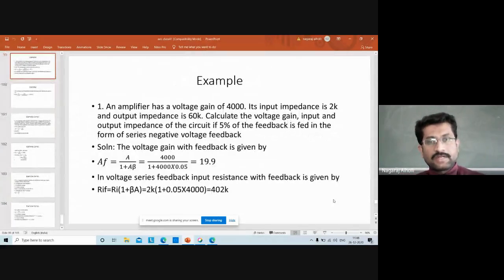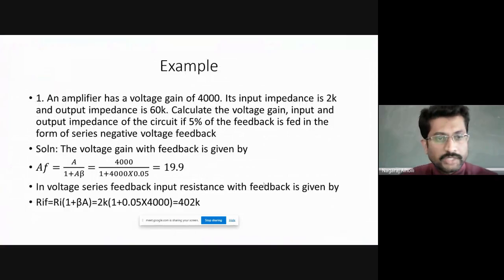Note down this example. An amplifier has a voltage gain of 4000. Its input impedance is 2K and output impedance is 60K. Calculate the voltage gain, input and output impedance of the circuit if 5% of the feedback is fed in the form of series negative voltage feedback. Note down quickly.